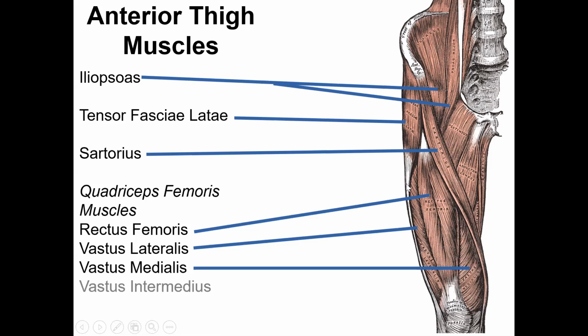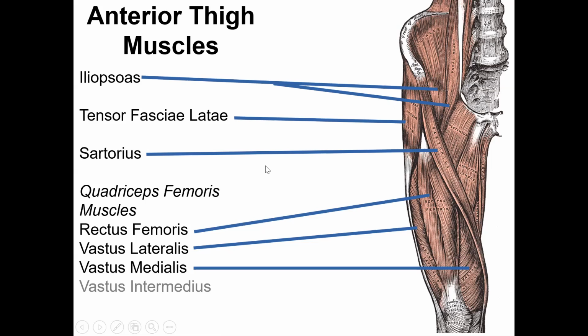The tensor fasciae latae is this lateral muscle. It's mostly tendon, so this white bit is mostly tendinous attachment, and that is going from the ilium superiorly all the way down to the tibia inferiorly. This is sometimes called the iliotibial tract, and this is also a muscle of the thigh, although its function is really as a part of the posterior muscles. It's located in the anterior thigh.